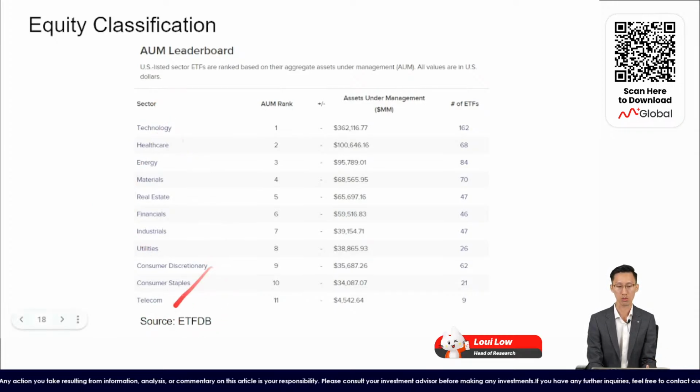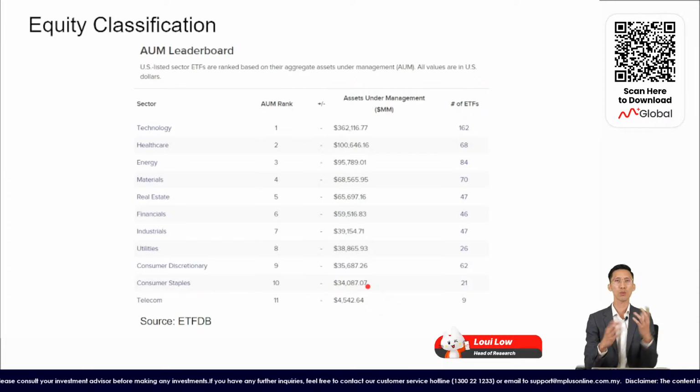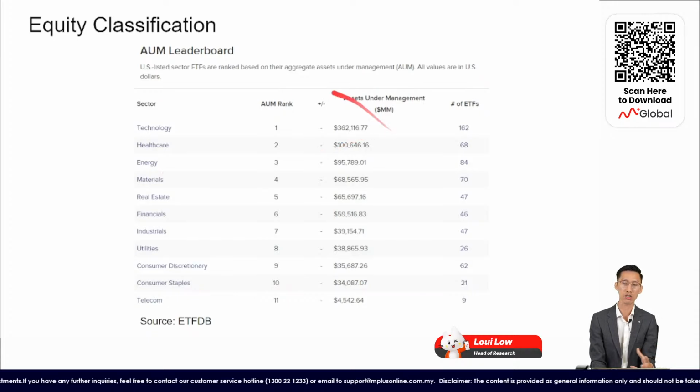ETF DB is one of the places I go to, and you can see that technology, healthcare, and energy are the top 3 in terms of the AUM ranking, and the last is telecommunication. So perhaps when more people want exposure to technology stocks, healthcare stocks, or even energy stocks, it's easy because they can have many different ETFs to support that part.